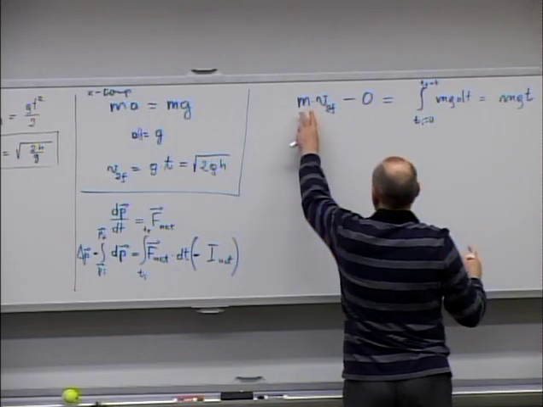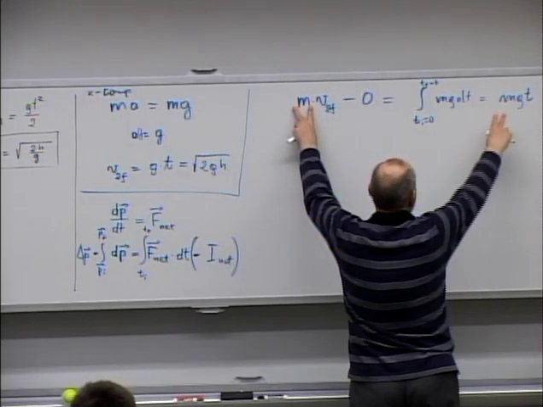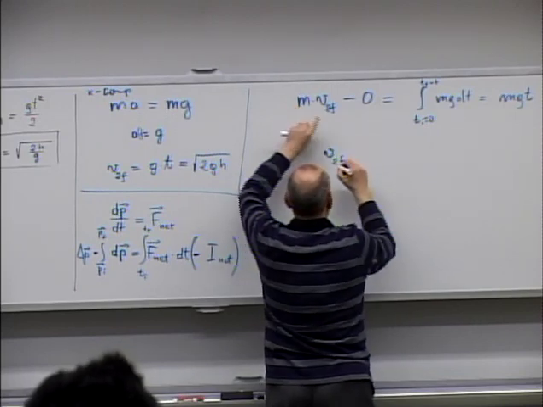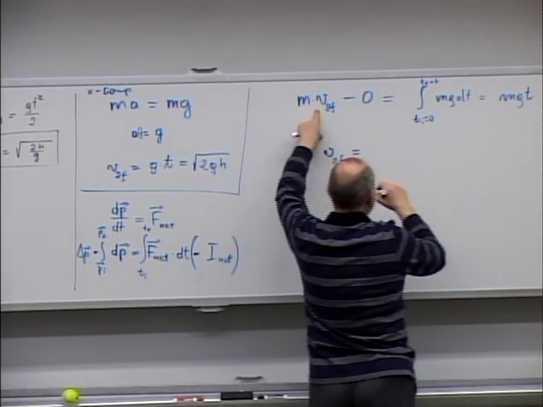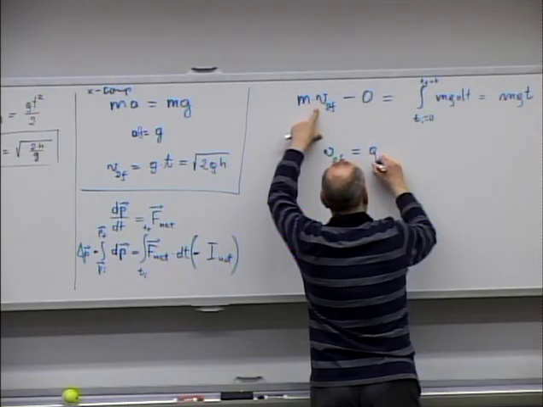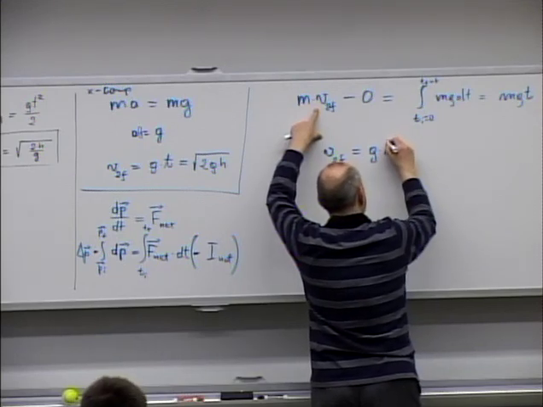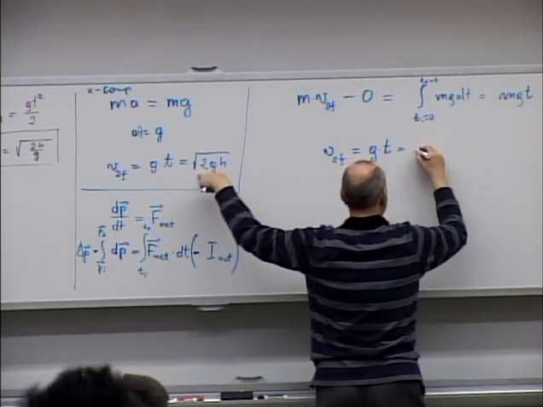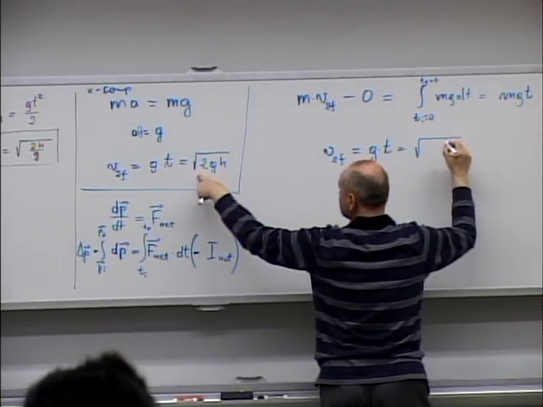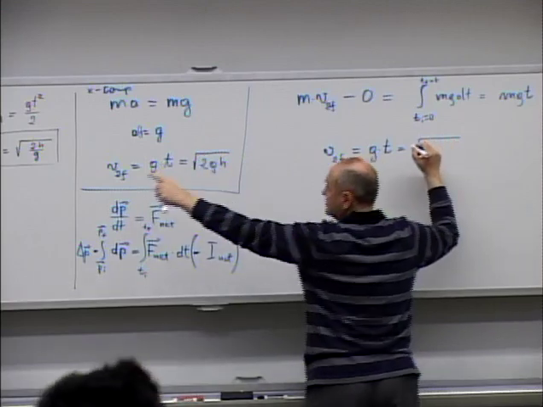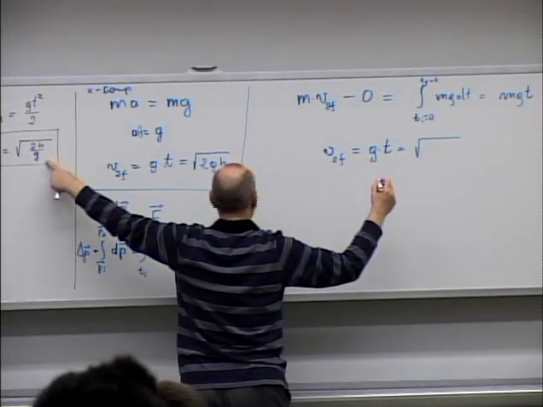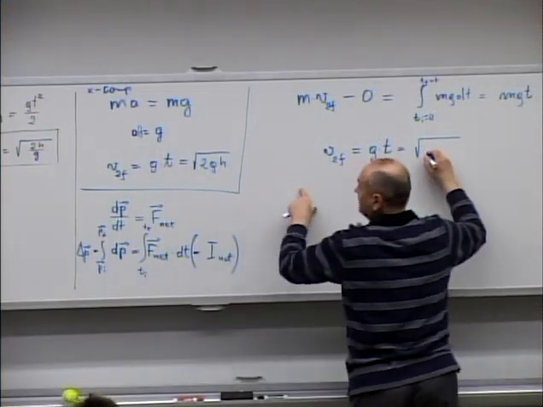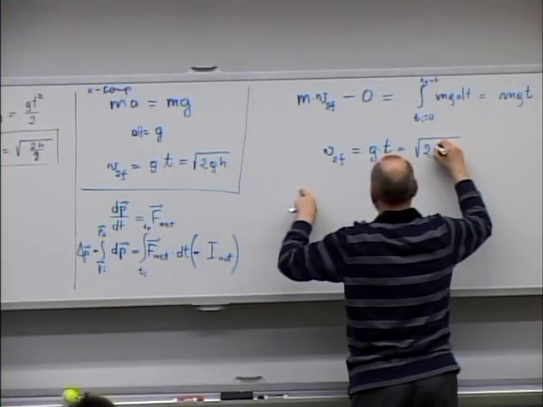Well, now I can divide both sides by m, and I get that final speed is acceleration due to gravity times t, and t is equal to this much. So I'm getting v equals square root of 2gh.